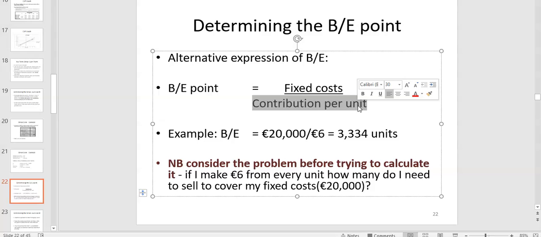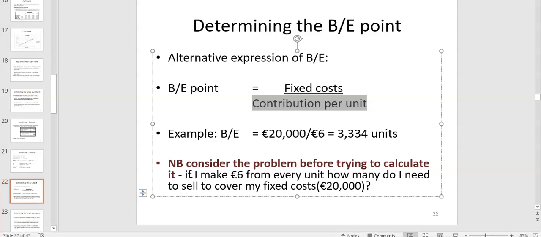But what we're trying to think is just consider the problem before you try and calculate it. So consider the problem in English to engage with it. Don't just think, oh, I have to learn off this formula. It's, if I make €6 from every unit, how many do I need to sell to cover 20,000? And that's an easier way of engaging with it.